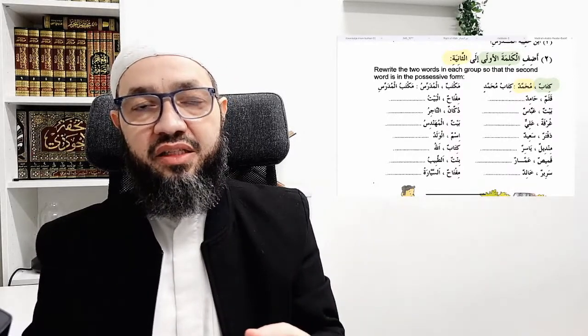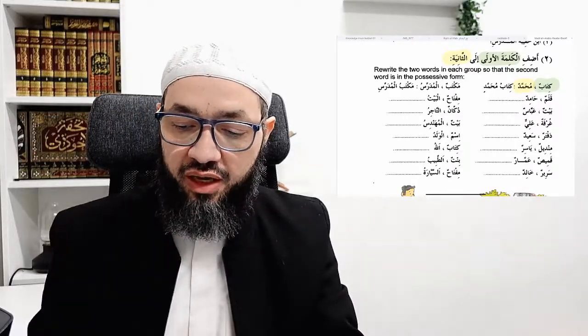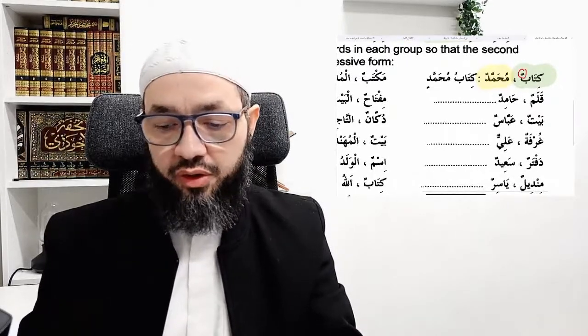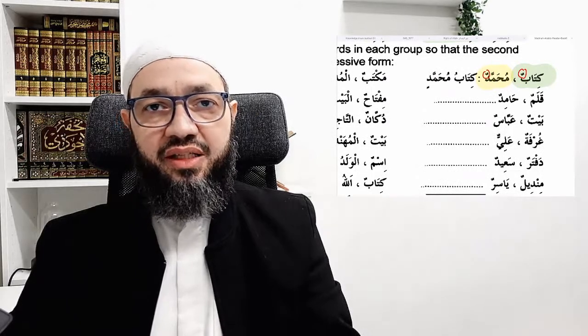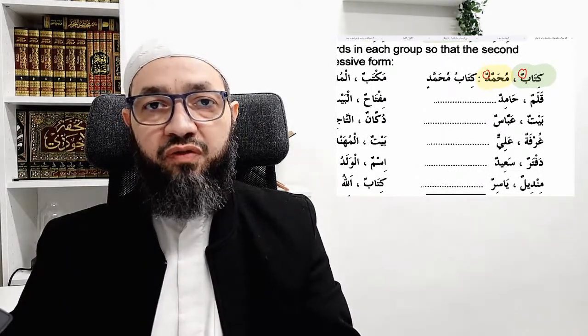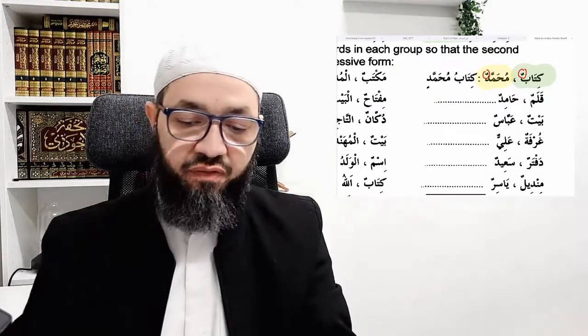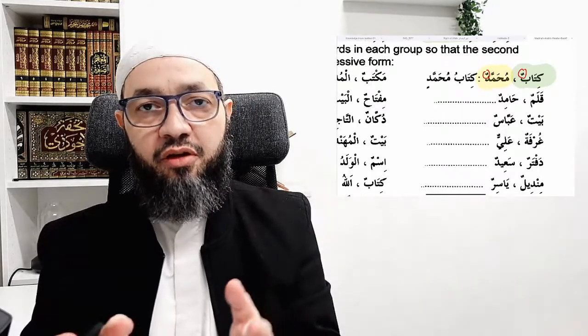It says put them together to make this mudaf ilayh relationship. What do you end up with? So you look at it. It says kitabun Muhammadun. That's when they're by themselves. The word by itself has a dhamma state ending, which is called marfu ending. We spoke about this in the last lesson. Refer back to the previous videos. But when you put them together, the relationship becomes a relationship of possession.